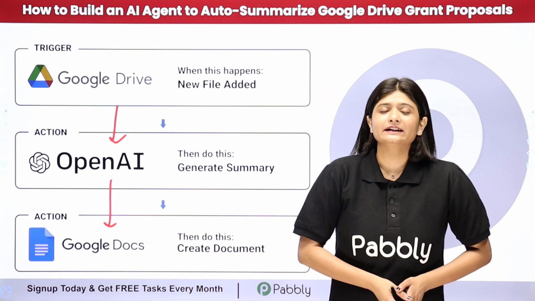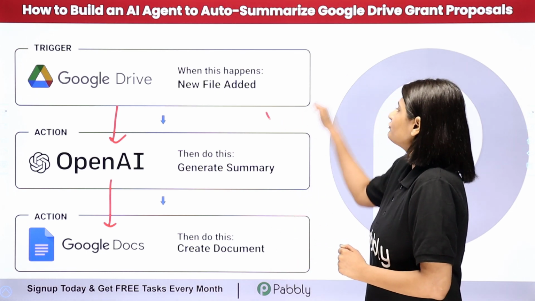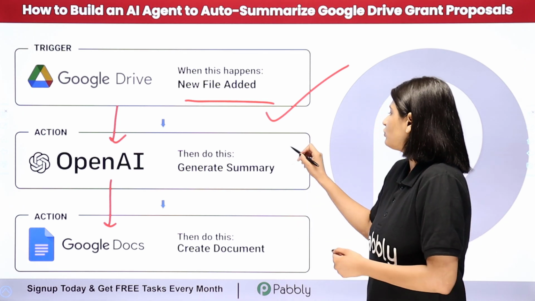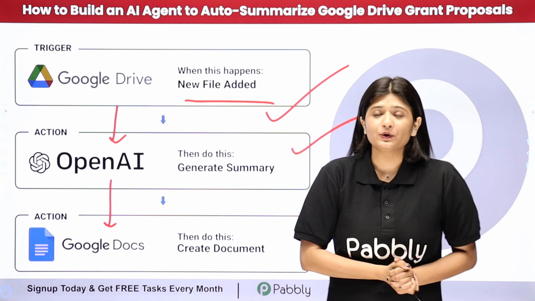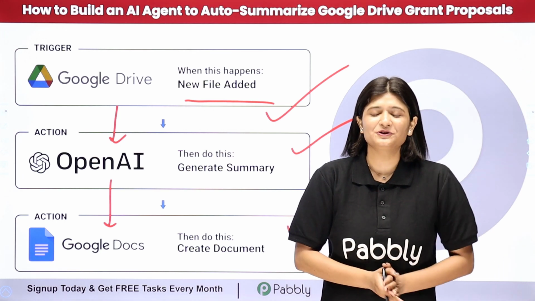With the help of Pabbly Connect, I'm going to build this connection in such a way that whenever I'm going to add a new file in my Google Drive, the summary will be automatically generated with the help of OpenAI and the Google Docs will be automatically created. Now, if you want to learn the step-by-step process, then let me take you all to my screen.